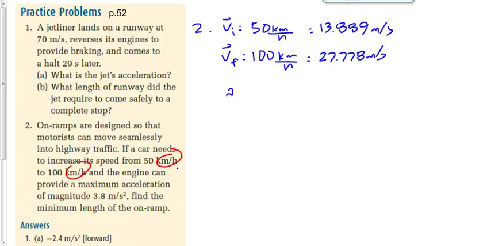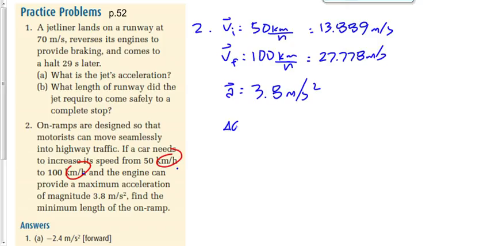We have an acceleration of 3.8 meters per second squared. Is that a positive or a negative acceleration? Positive. This car is speeding up, right? If this was an off-ramp where we were slowing down, then that would be a negative acceleration. They may not say it's negative. We may have to recognize it ourselves, but we'd certainly have to write it down as a negative. We want to find the minimum length of the on-ramp.